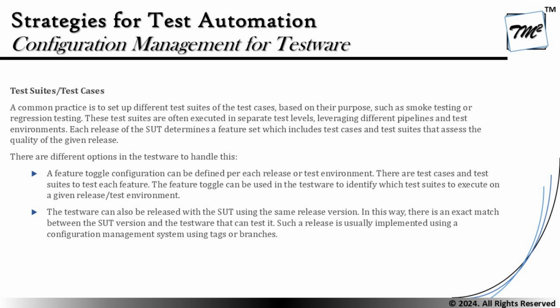So let's go through exactly what we are trying to convey. A common practice is to set up different test suites of test cases based on their purpose, such as smoke testing or regression testing. These test suites are often executed in separate test levels, leveraging different pipelines and test environments. So each release of the SUT determines a feature set, which includes test cases and test suites that assess the quality of the given release.